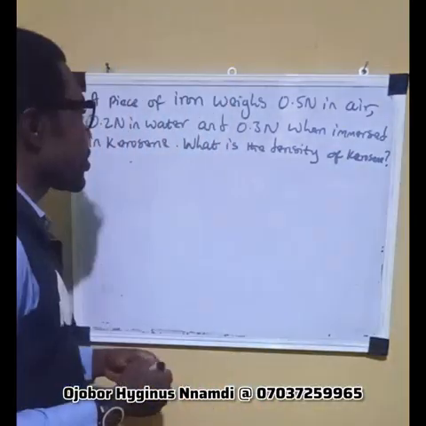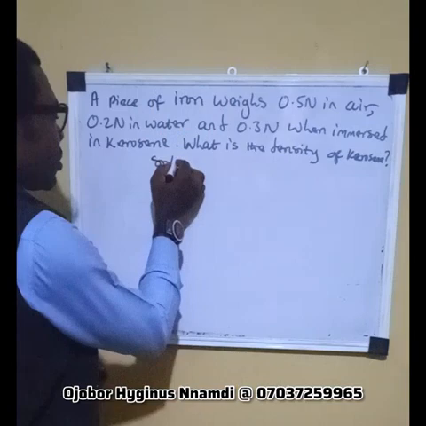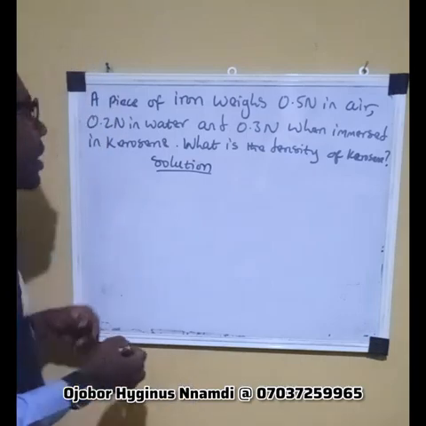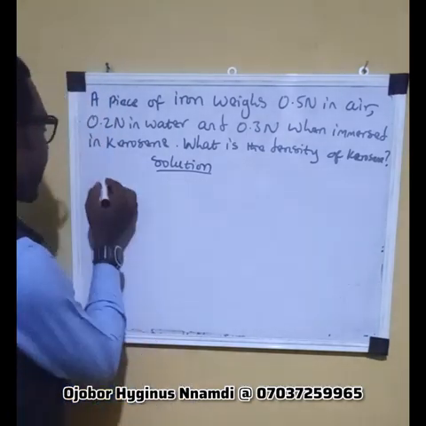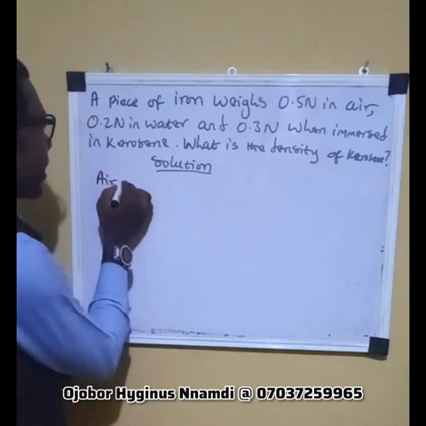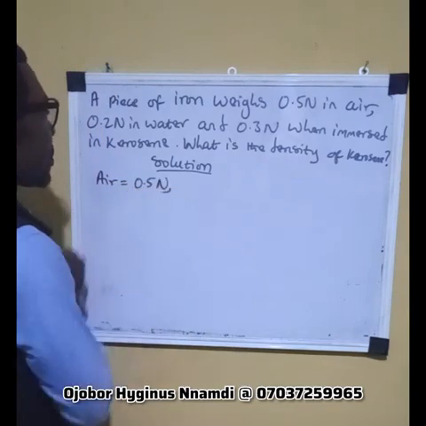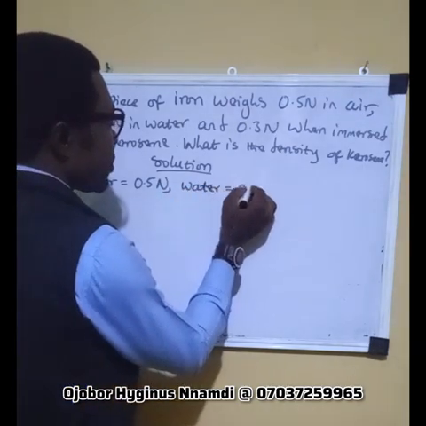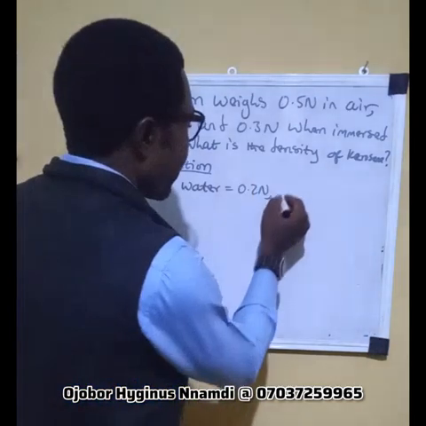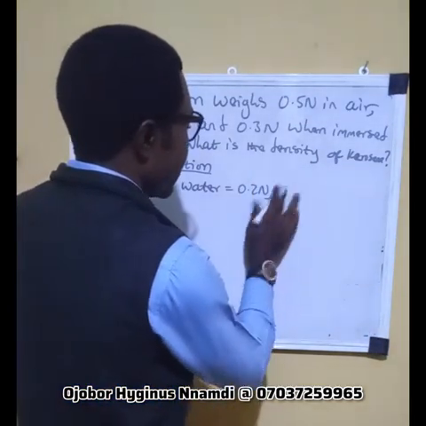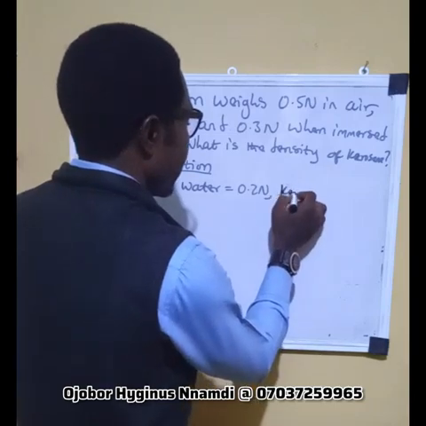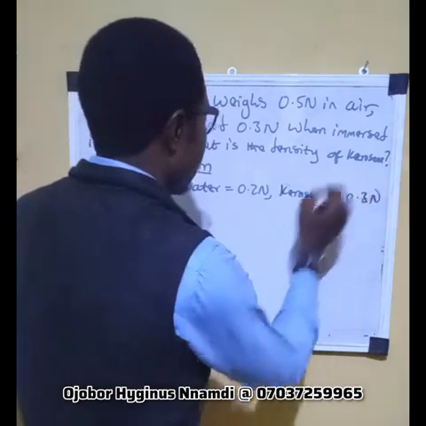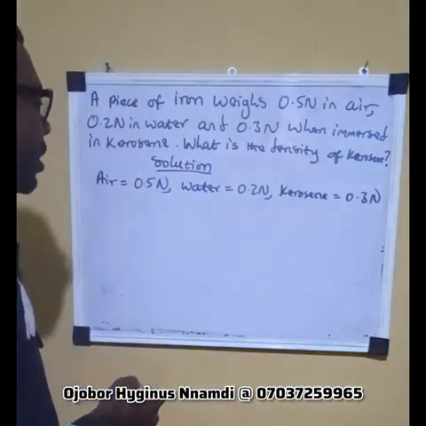Let us solve this question of equilibrium of bodies in liquid solution. A piece of iron weighs 0.5 Newton in air. Weight in air is 0.5 Newton. 0.2 Newton in water. Weight in water is 0.2 Newton. And 0.3 Newton when immersed in kerosene. Weight in kerosene is 0.3 Newton. What is the density of kerosene?